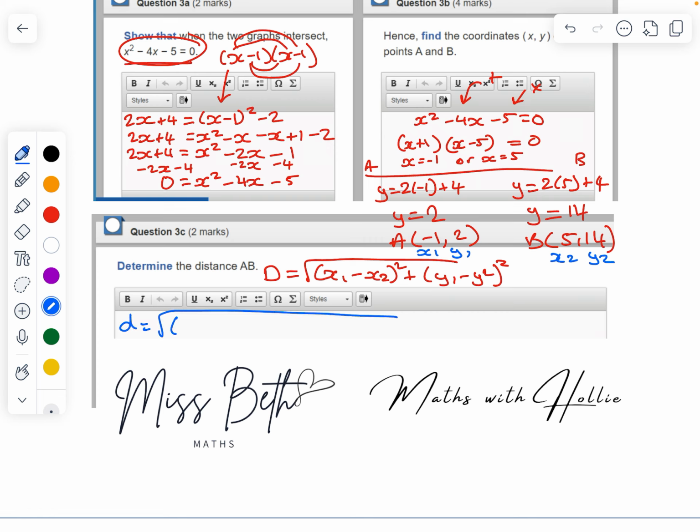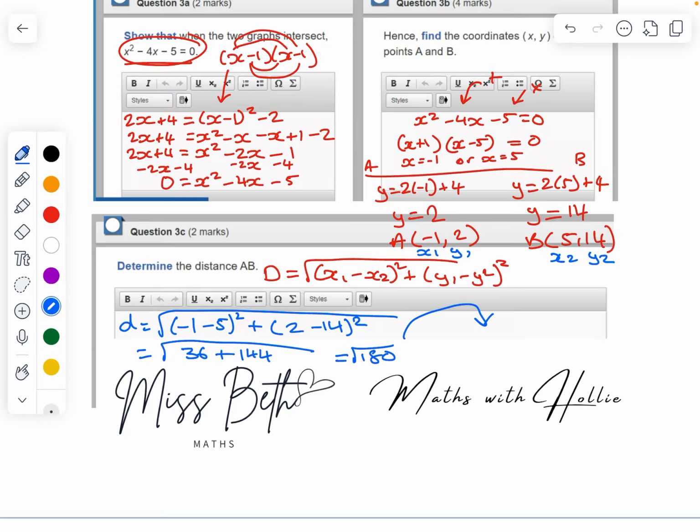So we're going to have (negative 1 minus 5) squared, and we're going to add to this (2 minus 14) squared. So negative 1 minus 5 is negative 6. So that's going to give me 36. And then 2 minus 14 is negative 12. Square that is 144. So that's going to be the square root of 180.